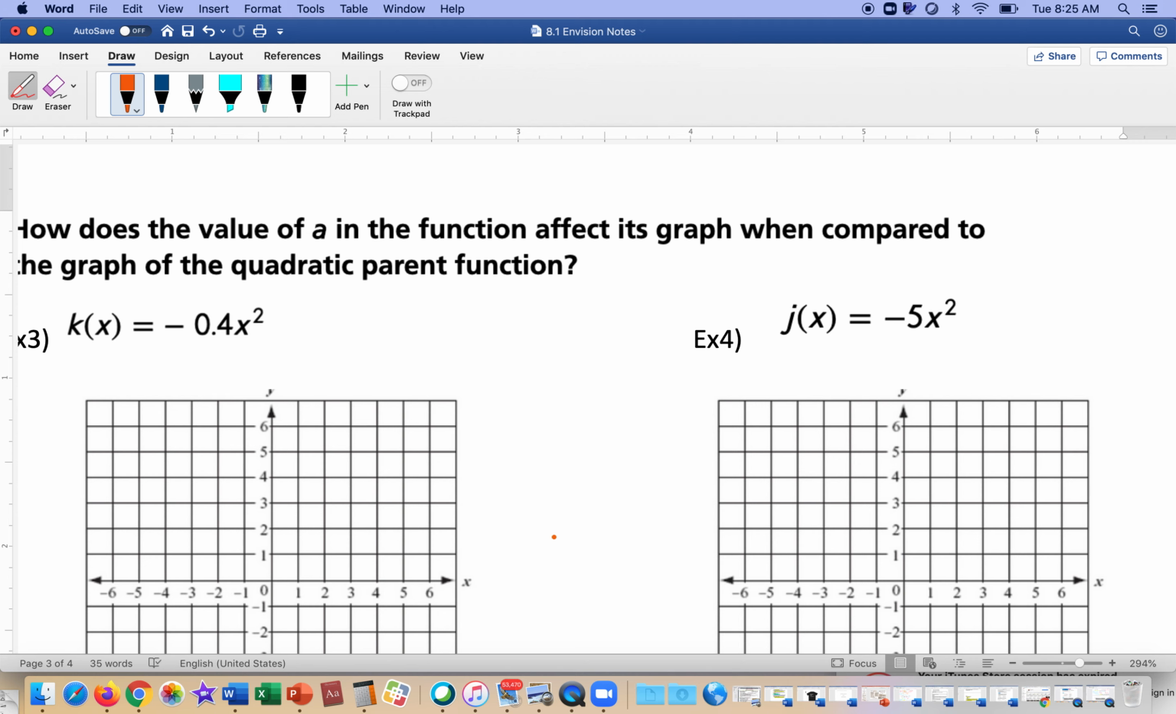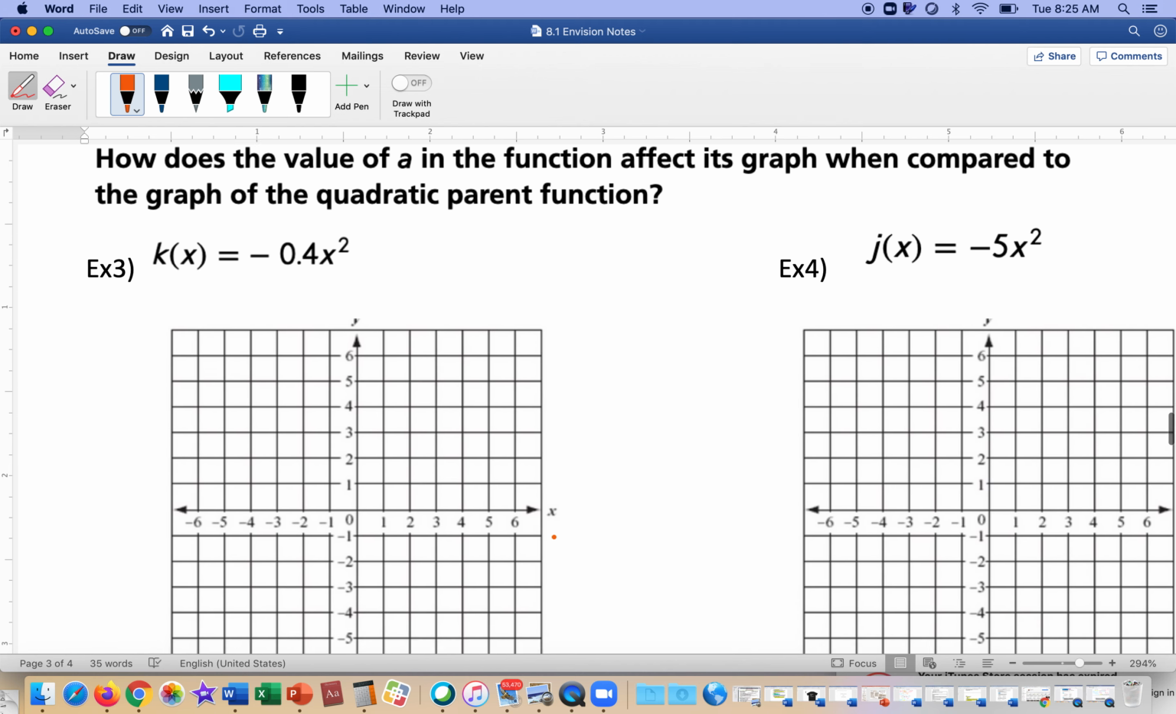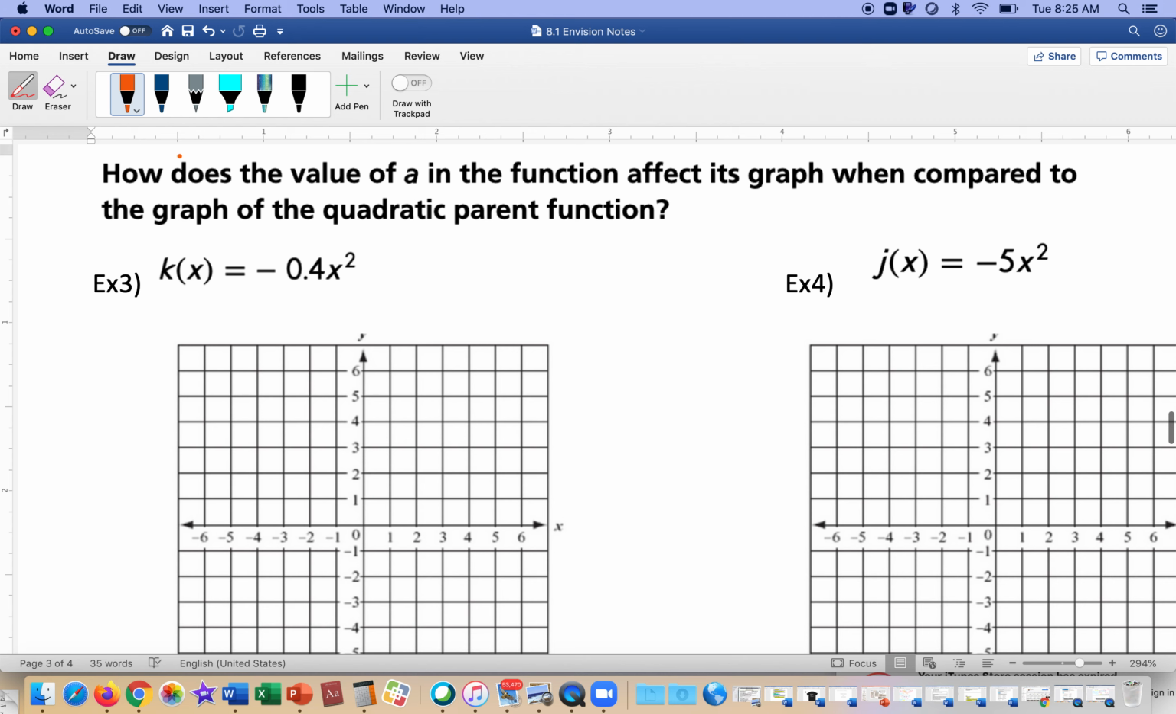Now let's look at some of these and try to graph. How does the value of a affect the graph compared to the parent? So again, the parent function is y equals 1x squared. For these problems, we're not adding bx or c, because we're just looking at the a value, which is the value in front of x squared, and we know it's a parabola because of the squared quadratic. So for the parent, we're comparing to an a value of 1.